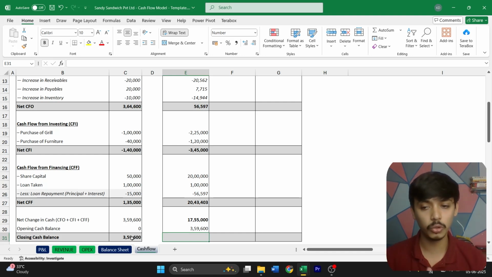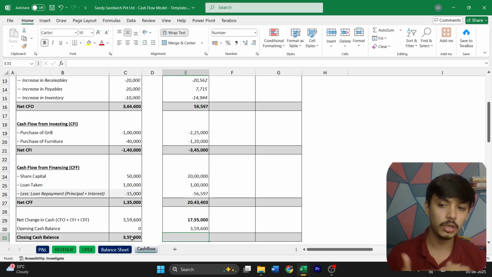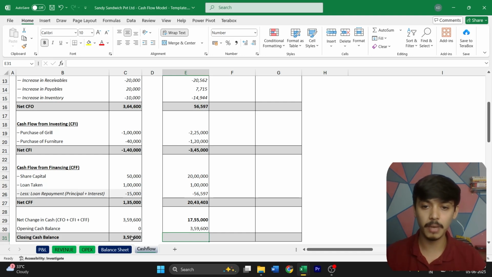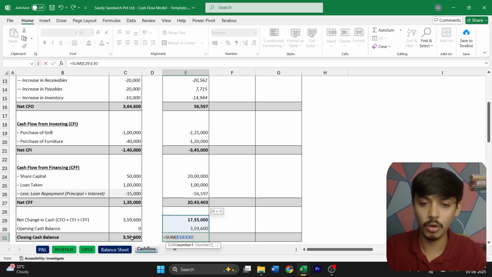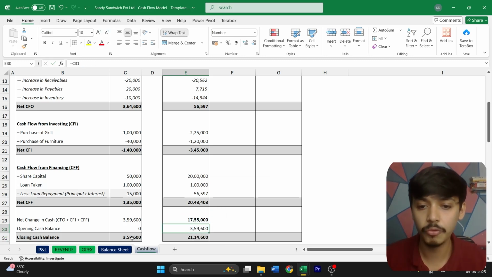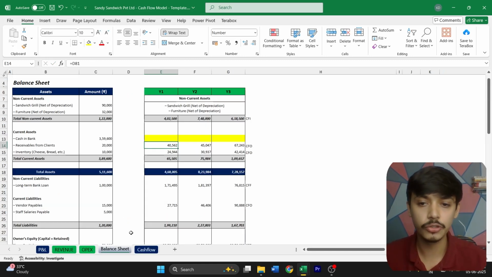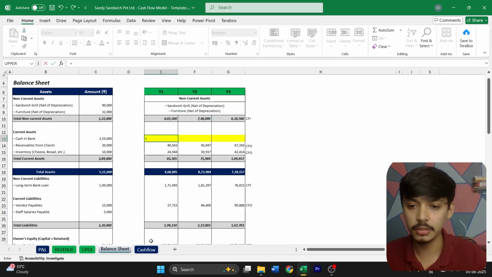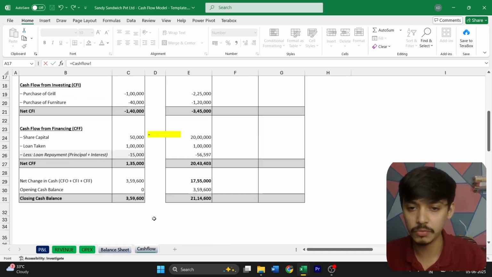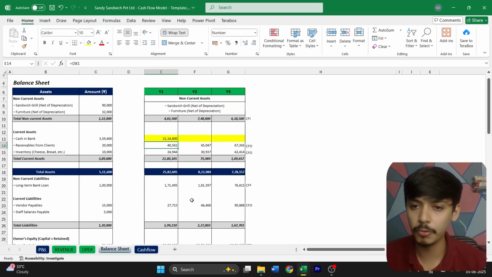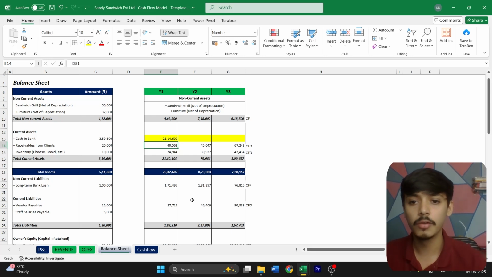Now to calculate the closing balance, this is the sum of the two, which is net change in cash plus the opening balance, which will be reflected in the balance sheet as our closing bank balance. So this is equal to the sum of these two: 21 lakh 14,600. Now let's take these to the balance sheet. So we need to plug in this from the cash flow statement. Now we have 21 lakh 14,600 as our cash balance for year one.